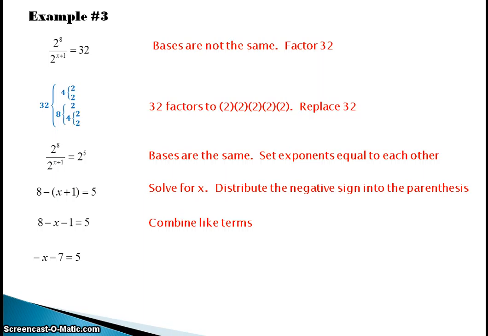I have a typo here, but I'm going to go on. Negative x minus 7 is equal to 5. I'm going to subtract 7 from both sides. That should read negative x plus 7 is equal to 5. Again, the previous line right here should read negative x plus 7 is equal to 5.